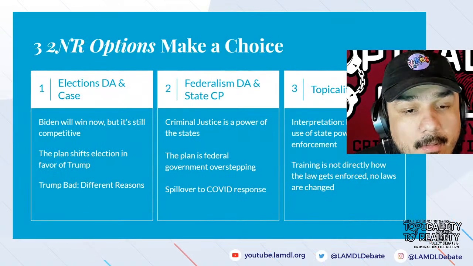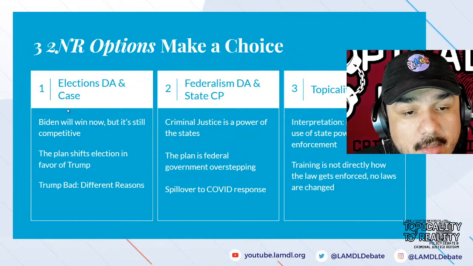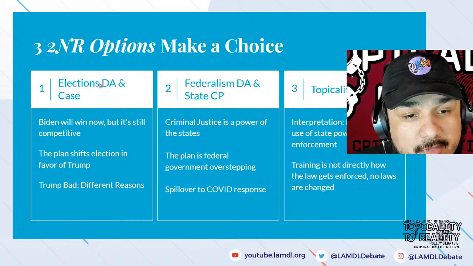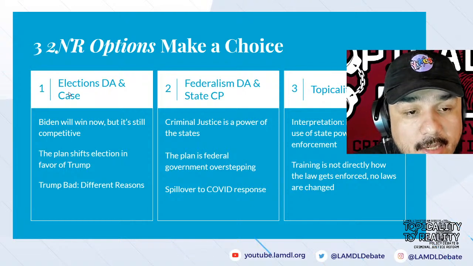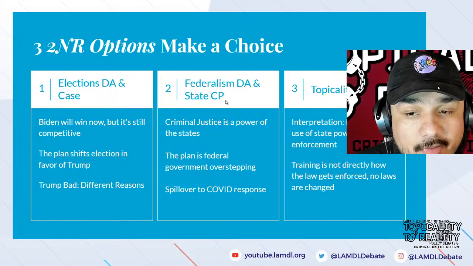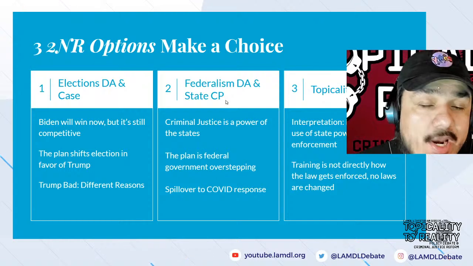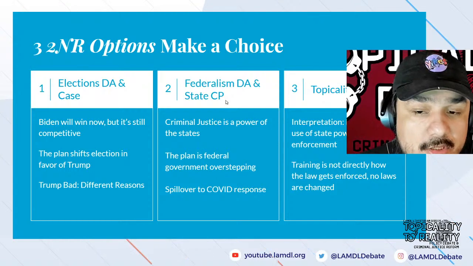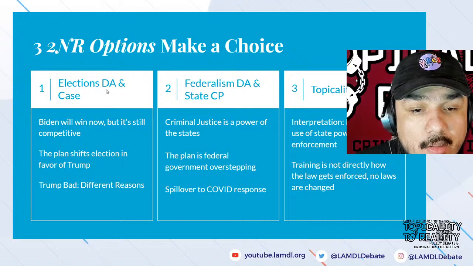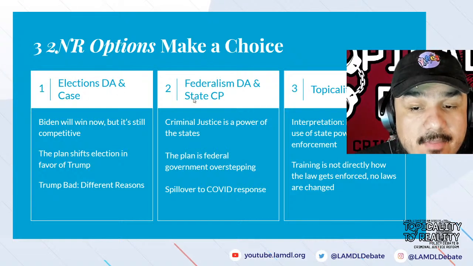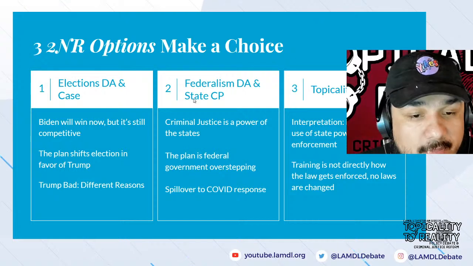Maybe what you do is have the 2NC cover one of these 2NR strategies. They cover the elections decided on the case. And then you have the 1NR cover federalism and states. And then based on how the 1AR answers those arguments, choose if you go for the elections decided and case, or the federalism decided and the states counterplan.